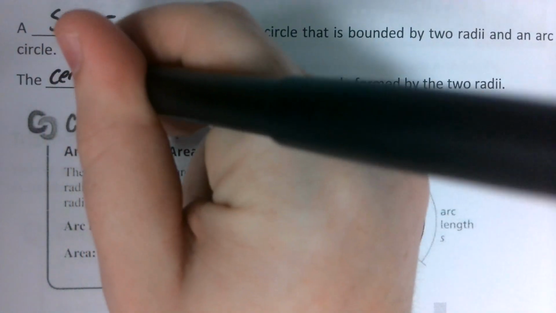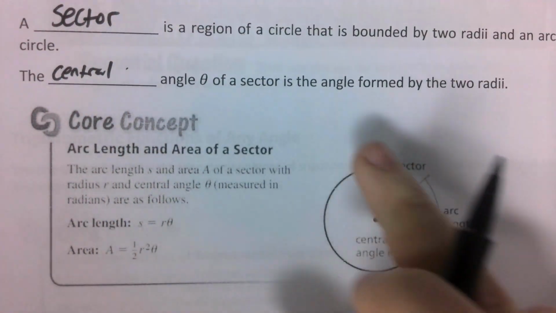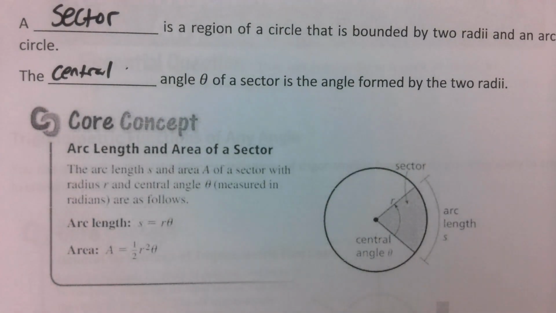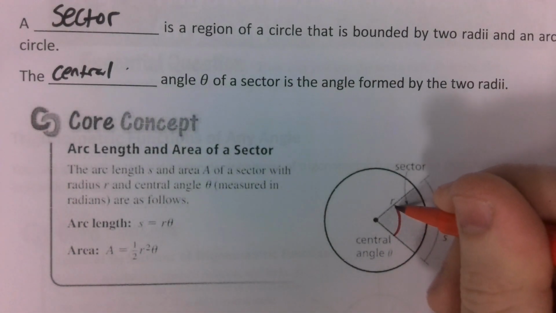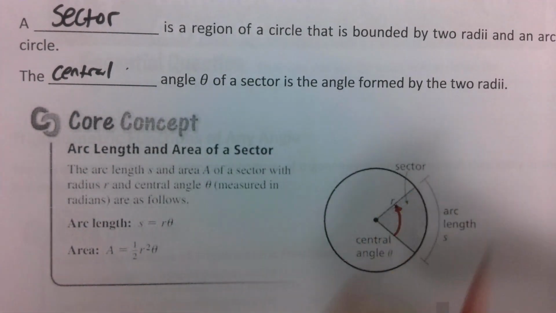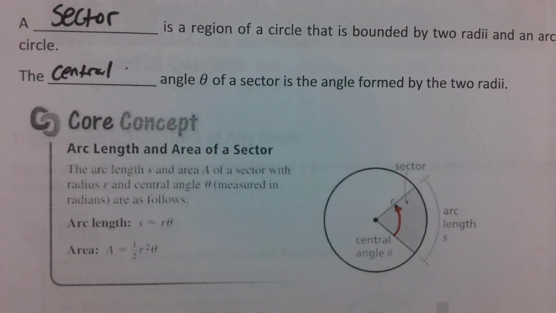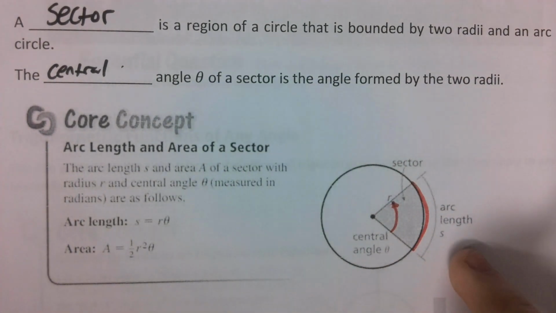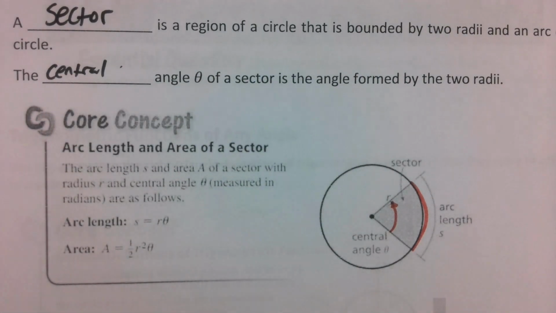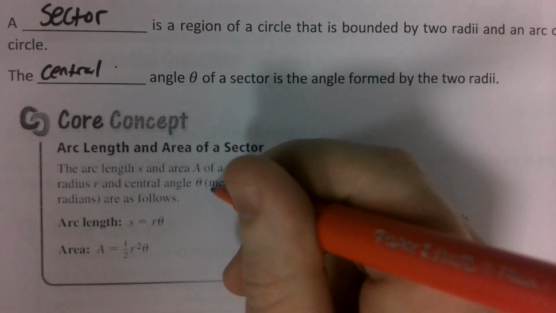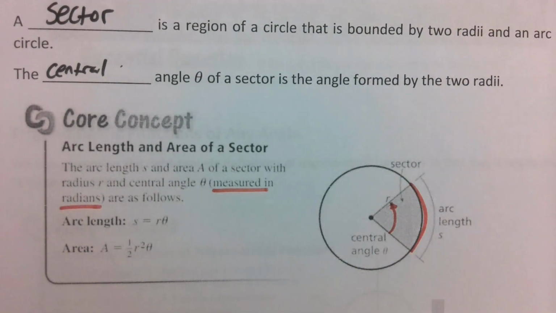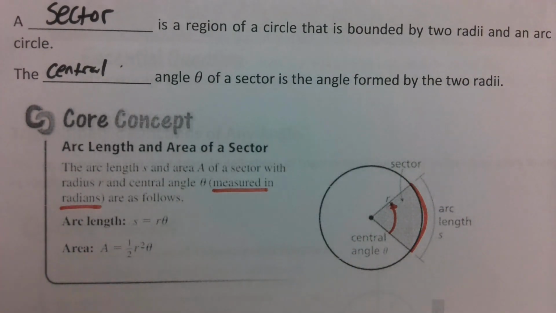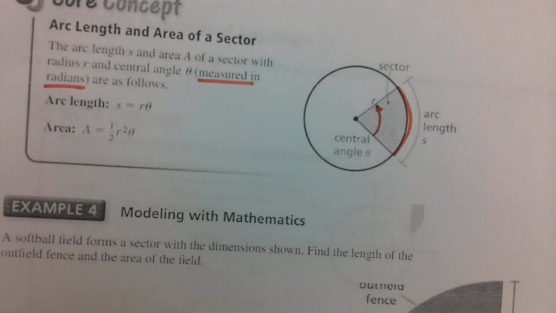The central angle of a sector is the angle that's formed by those two radii. So you're always going to have this angle here, and that's going to give you a sector. Now, there is something called the arc length. The arc length, S, is just your radius times your central angle theta measured in radians. This is why radians are useful, because it's a concrete measurement. Arc length is just S equals R times theta.